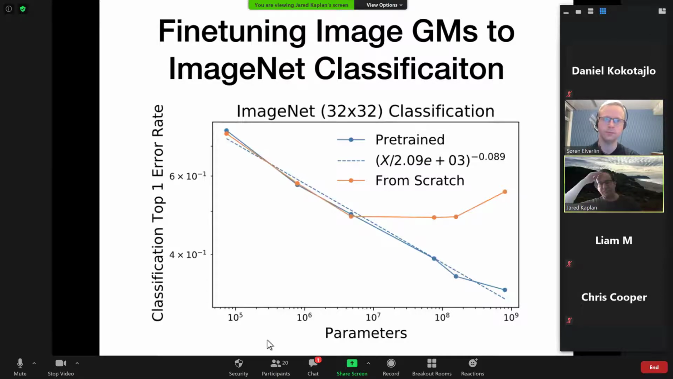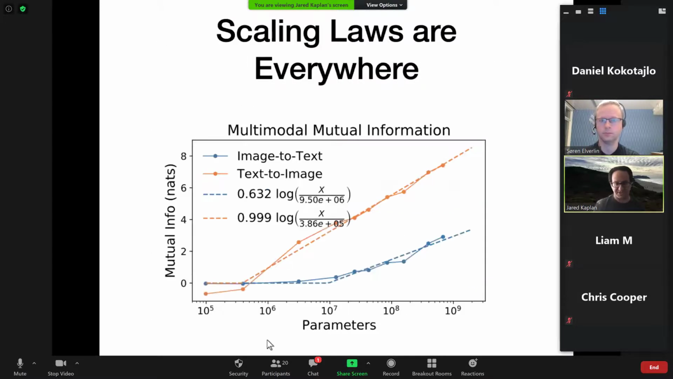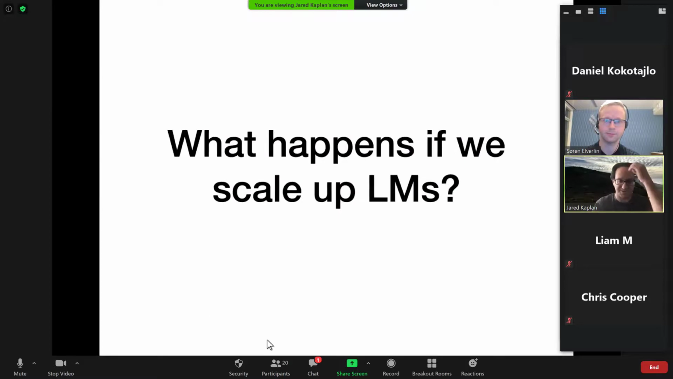And furthermore, pre-training helps you a lot to avoid overfitting. The orange line is when you train from scratch on just ImageNet. The blue line is when you take a model pre-trained on image generation, and you see that that helps you to continue this trend much further. So pre-training is helping, and scaling laws are relevant to downstream tasks. And scaling laws are everywhere. I'll just flash this quickly. This is mutual information between image and text for multimodal models, and that also has a nice scaling law, which I think is cool and interesting.